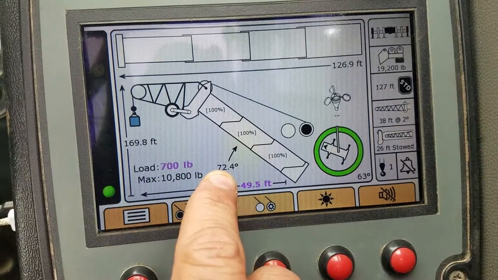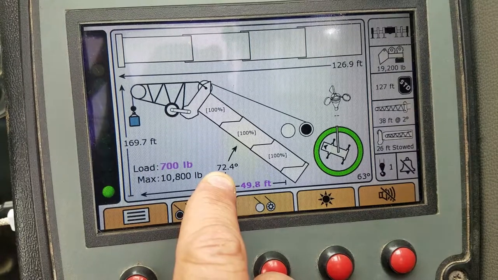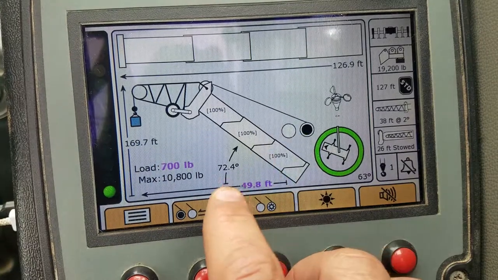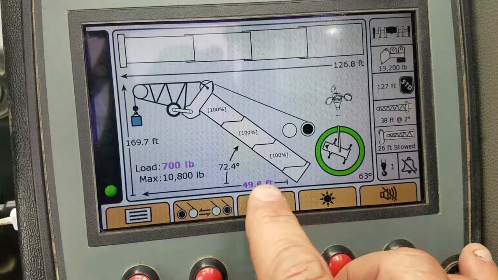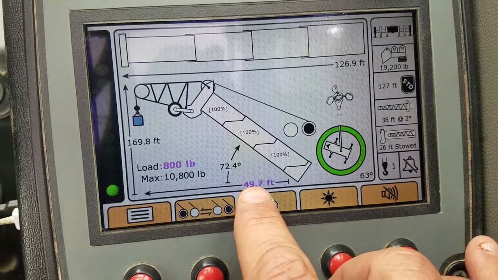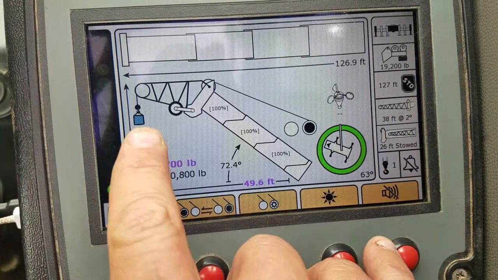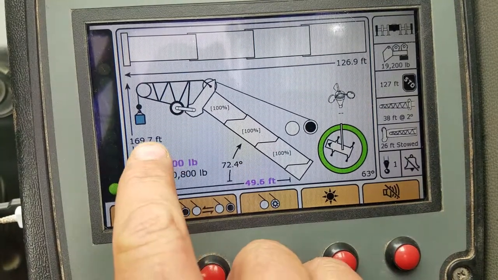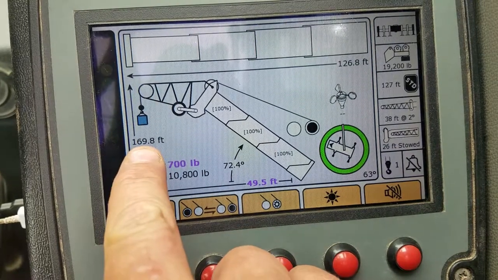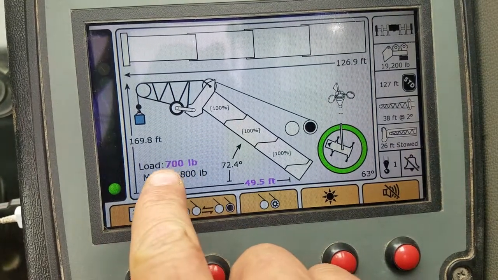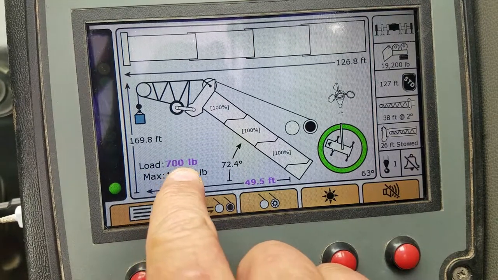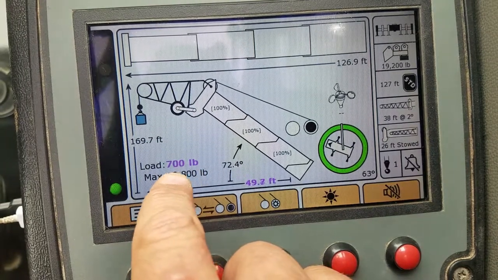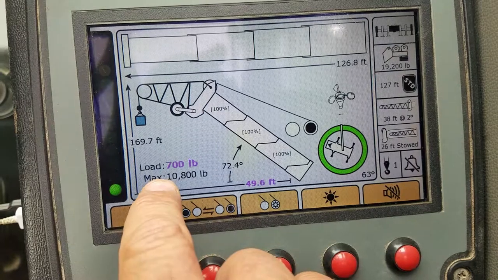This tells you your boom angle. Flat being zero and straight up being 90, so 72 right now. This is your radius, which is the measurement from the center of the crane to the center of the load. This is your boom tip height here. And this is the load. That's what's actually hanging off the tip of the boom right now, 700 pounds, which is nothing. It's just the ball, the hook.